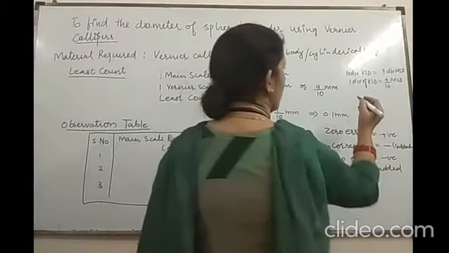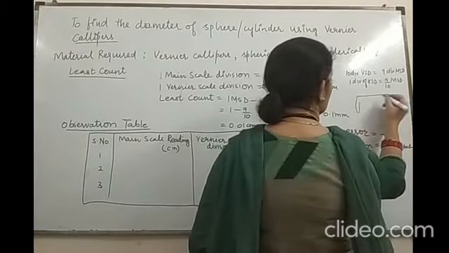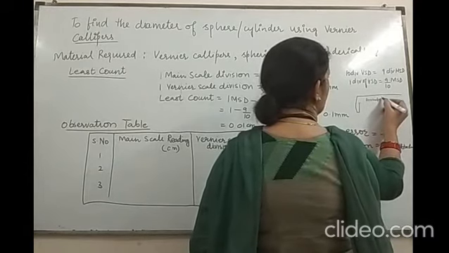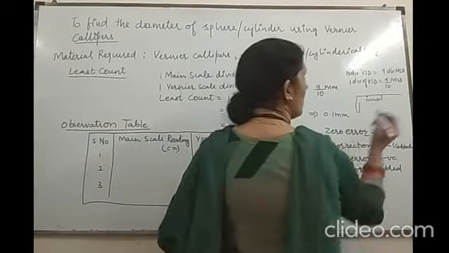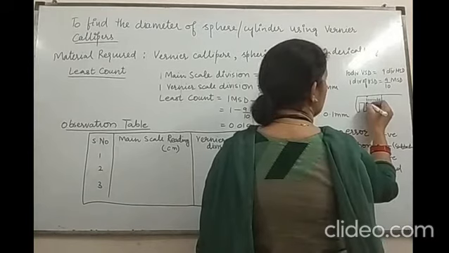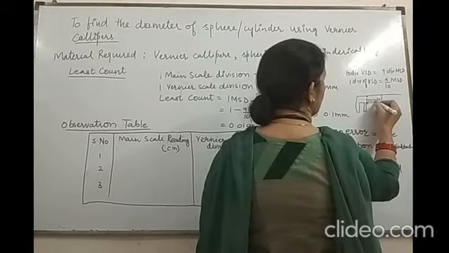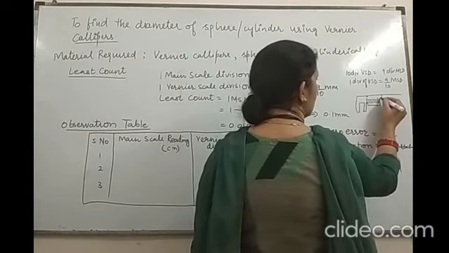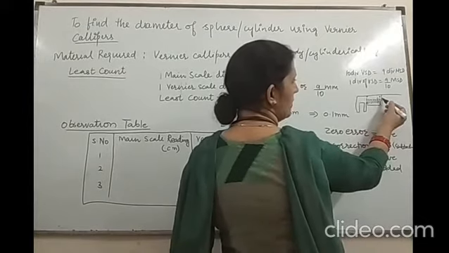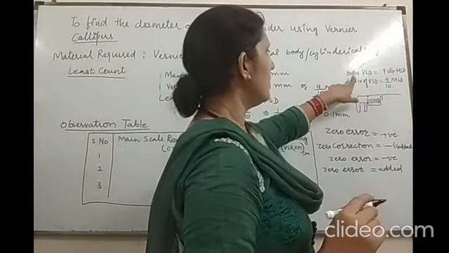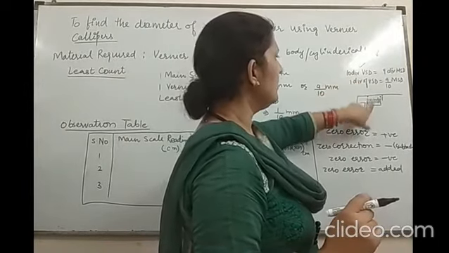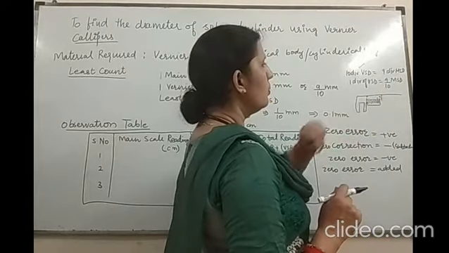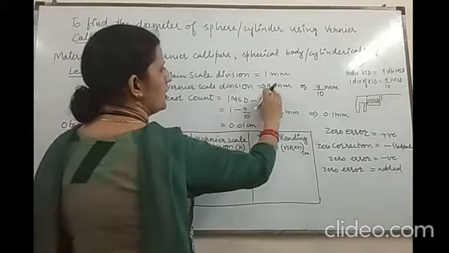As I have told you, there is one main scale attached to one jaw, with divisions 0, 1, 2, 3, 4, 5, 6, 7, 8, 9 and 10. This was 1 and this was 0. But on the vernier scale, this was 0, 1, 2, 3, 4, 5, 6, 7, 8, 9 and 10. The 10 divisions on the vernier scale are equal to the 9 divisions on the main scale. And on the main scale, 1 division is equal to 1 mm. So you can write that 10 divisions are equal to 9 mm.